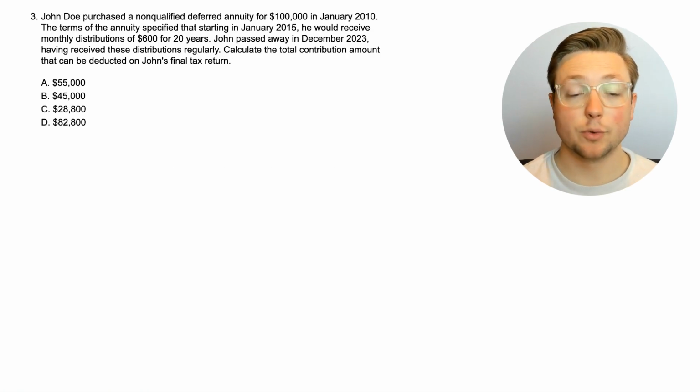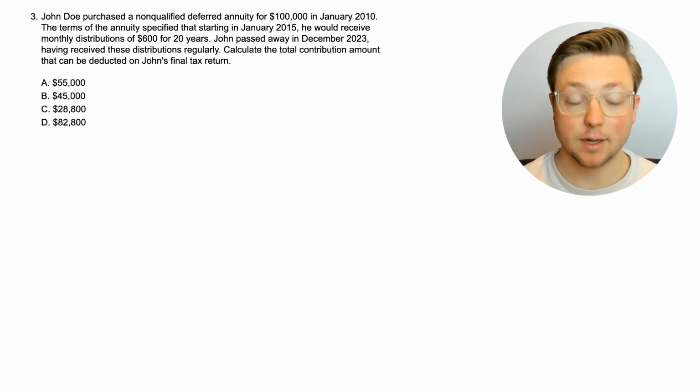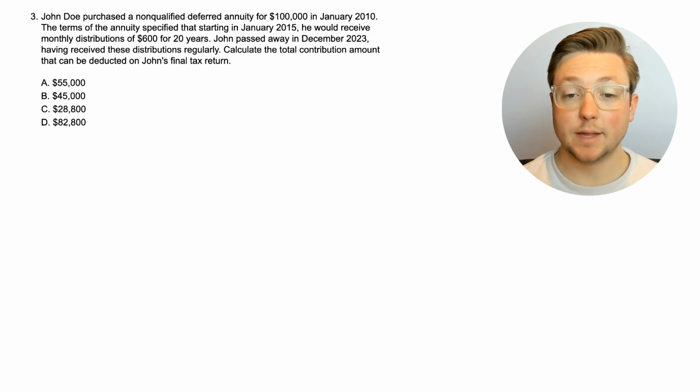Okay, here is question 3. John Doe purchased a non-qualified deferred annuity for $100,000 in January 2010. The terms of the annuity specified that starting in January 2015, he would receive monthly distributions of $600 for 20 years. John passed away in December 2023, having received these distributions regularly. Calculate the total contribution amount that can be deducted on John's final tax return.